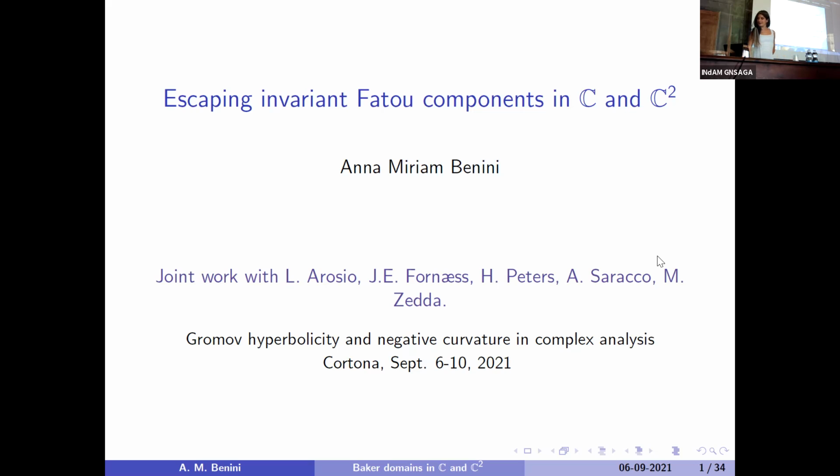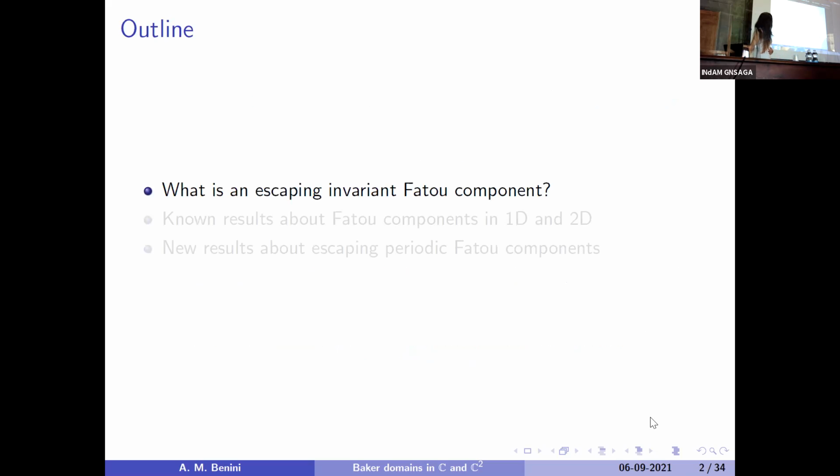So let us see. What we're talking about today is something related to complex dynamics, which is not the main theme of the conference. So our first goal will be to make sense of this title. We will first try to understand what we're talking about when we talk about invariant escaping the two components. And then I will tell you something to put this into context.